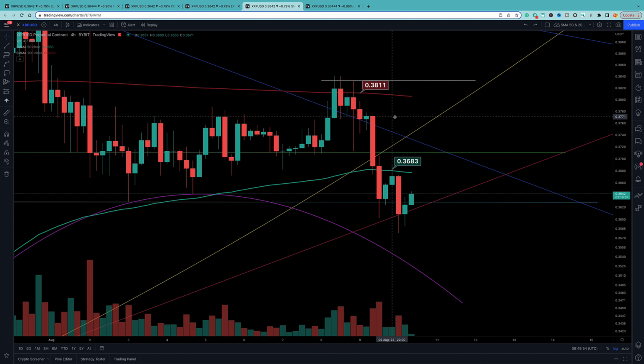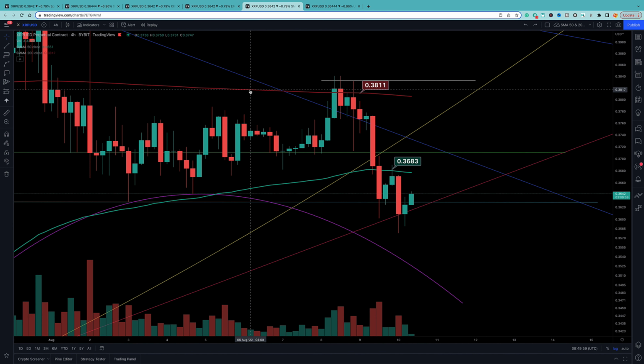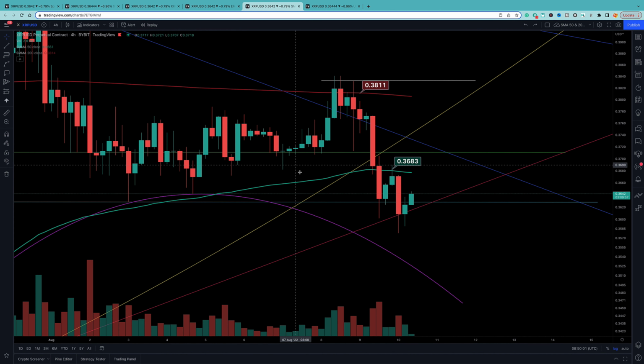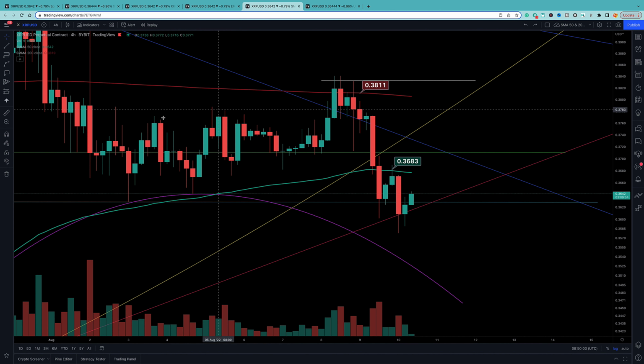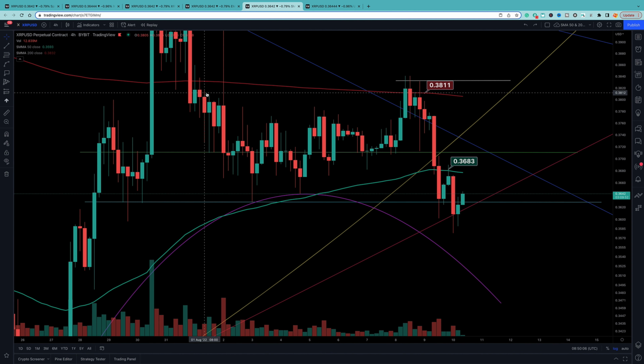Actually on this one here, this is on the 4 hour, and I said about this on the 4 hour, the 200 SMA and the 50 SMA, and it was playing sideways.